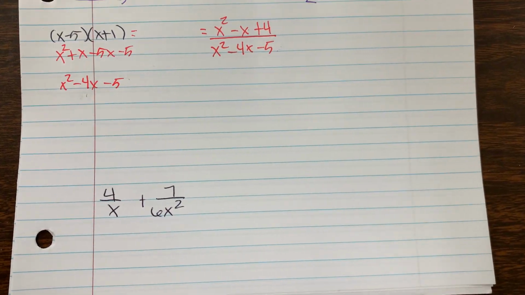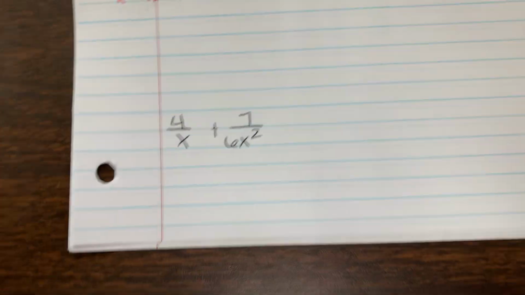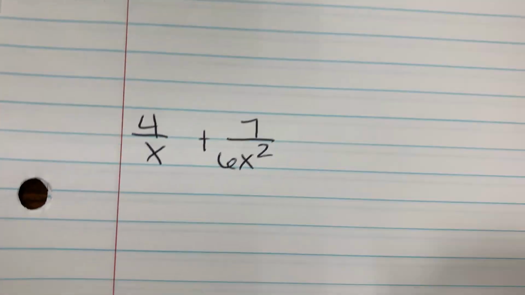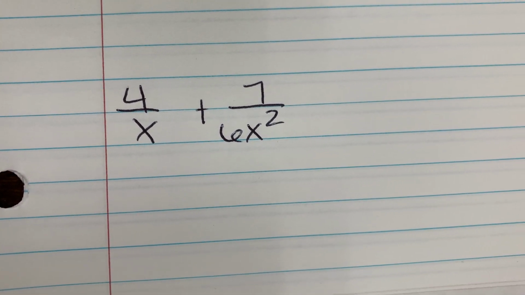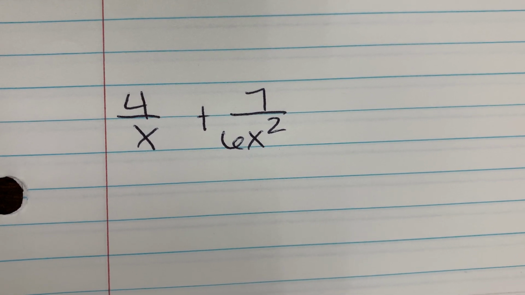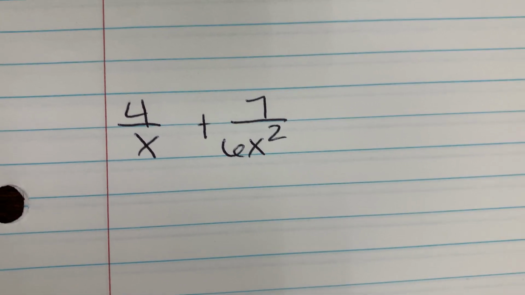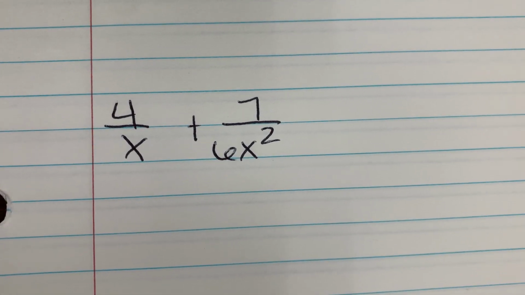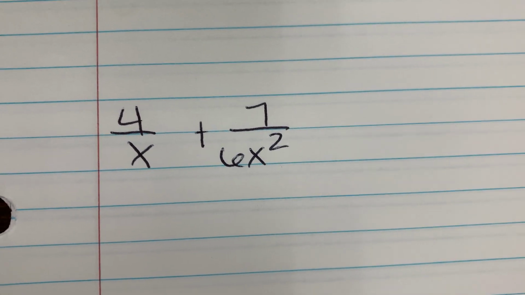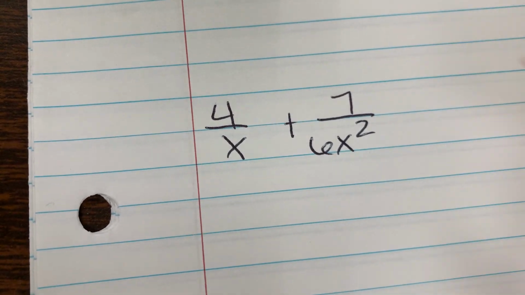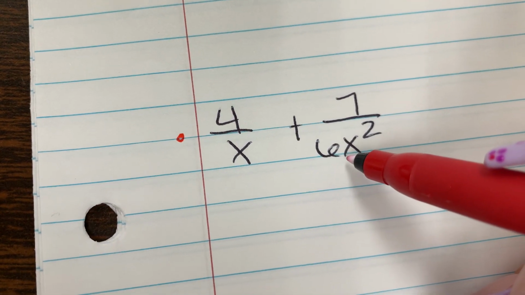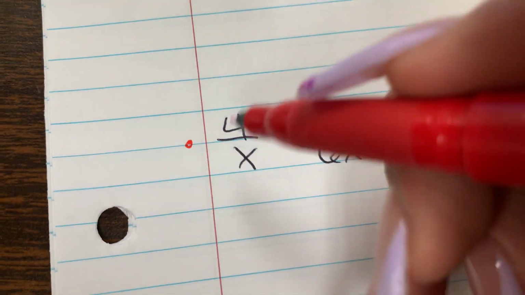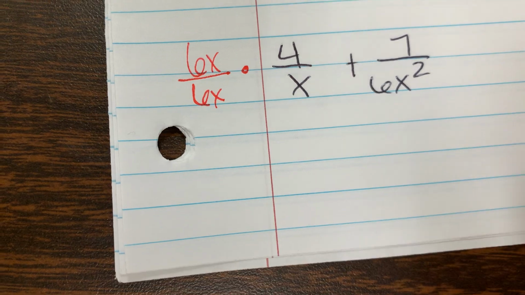And then lastly, we have some where the denominator is a bit different. We don't have to multiply both. So here I have 4 over x plus 7 over 6x squared. Now, yes, I'm trying to get the same denominator, but I don't have to multiply both. What I can do is go ahead and multiply 4 over x times 6x over 6x so that I can get 6x squared.